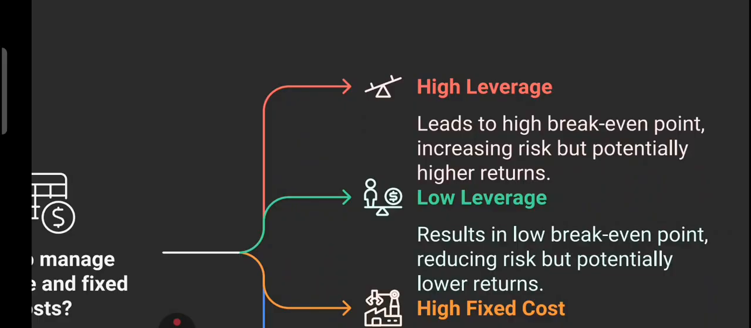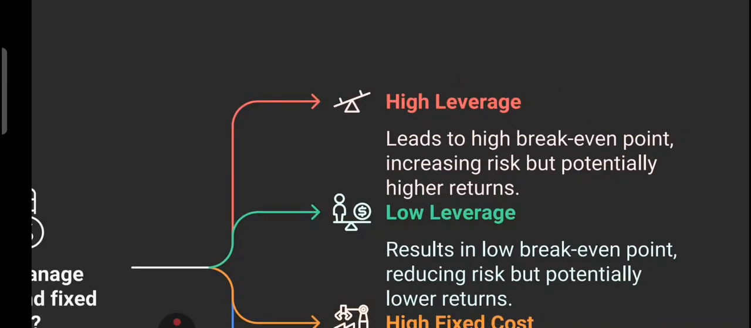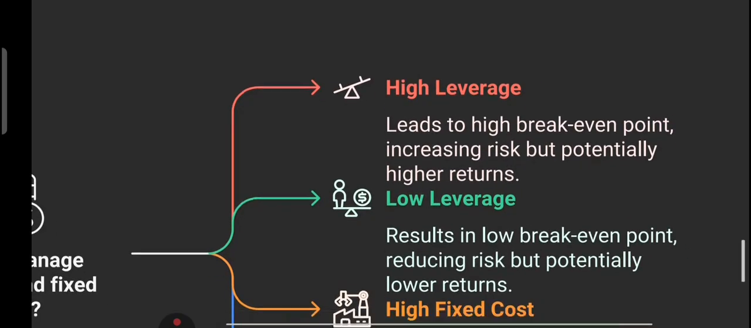It means you are using more borrowed fund or fixed financial obligation. So whenever you are using more borrowed fund or fixed financial obligation, it pushes your break-even point higher, right? This increases the risk, okay, but it also opens the door to higher profit when things go right. You can think of it as high risk, high reward. This is called high leverage.